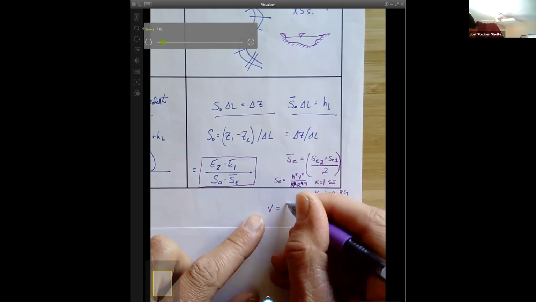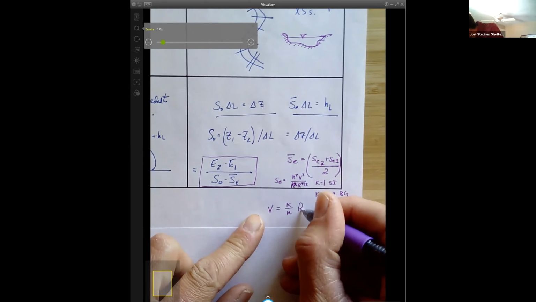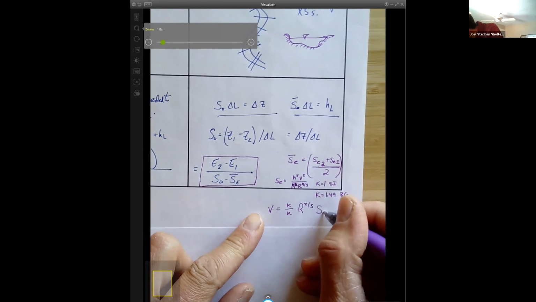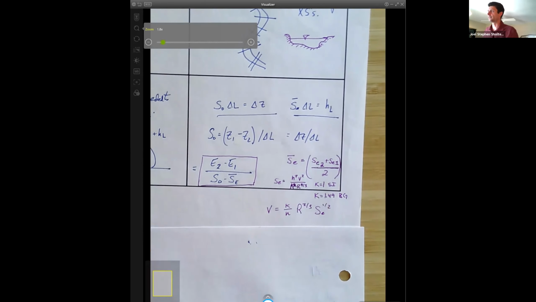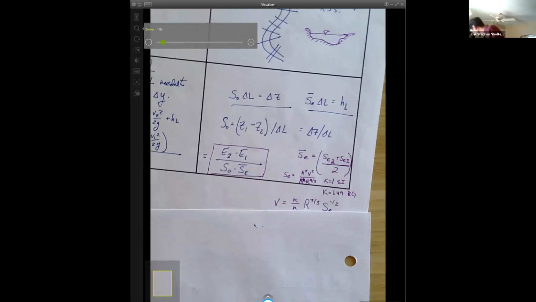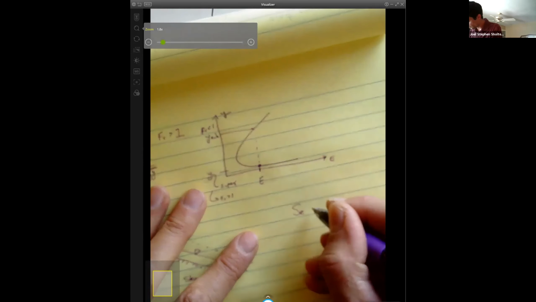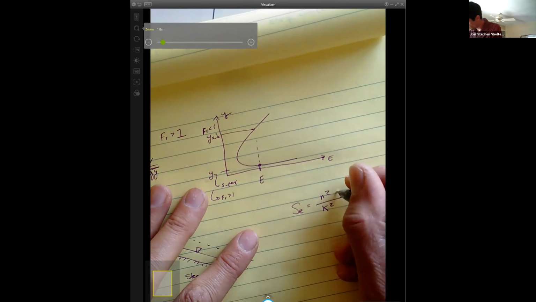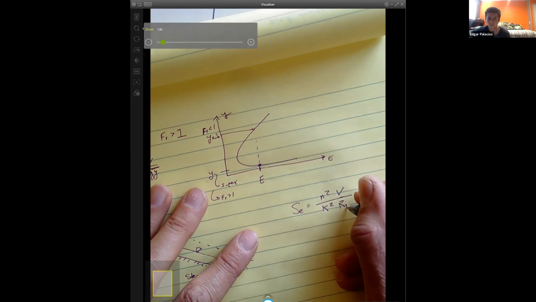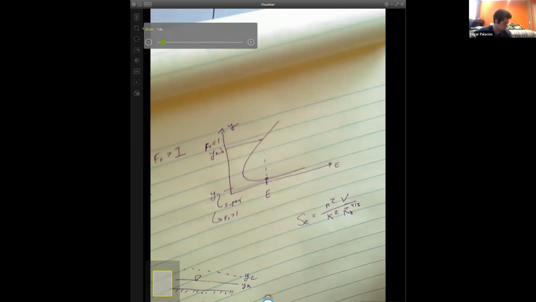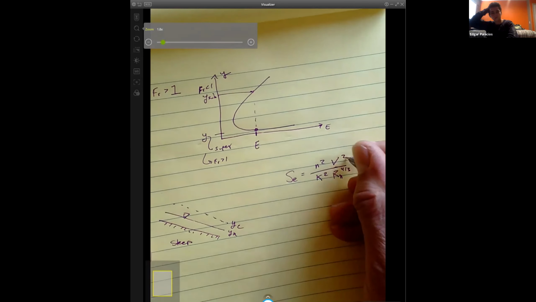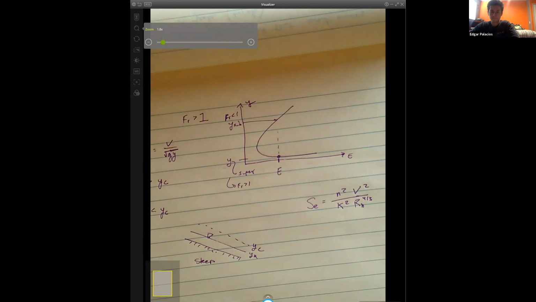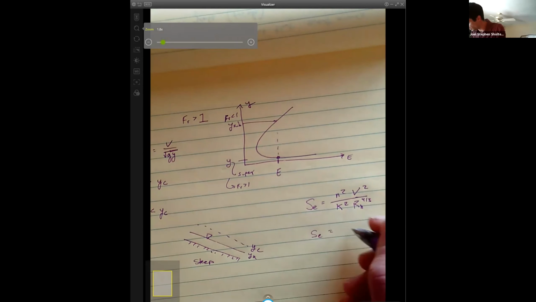Manning's equation is V equals K over N, R to the 2/3, SE to the 1/2. So if you solve that equation for SE, that's what you get. And sorry I wrote that so tiny. I'll write it bigger. Or I guess it would probably be easier just to write it this way.